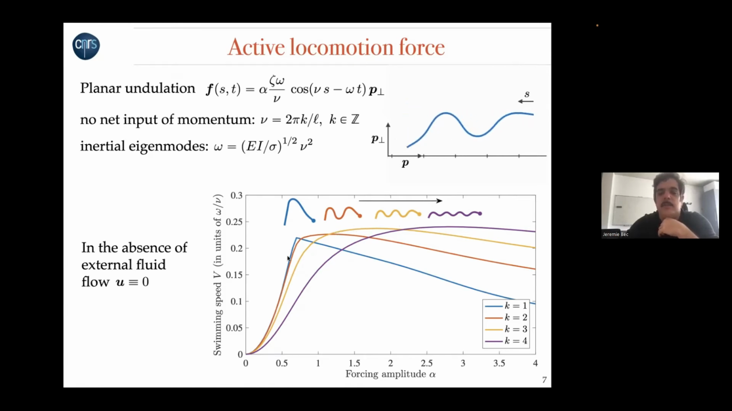And what you see is that in all cases, the swimming speed attains a maximum for an order unity value of the forcing amplitude. Which means that there is no need to boost the forcing amplitude too much to swim sufficiently fast. So it's sufficient to choose values which are close to this maximum. And of course, in the absence of amplitude, there is no velocity.